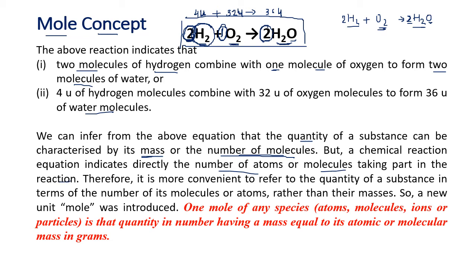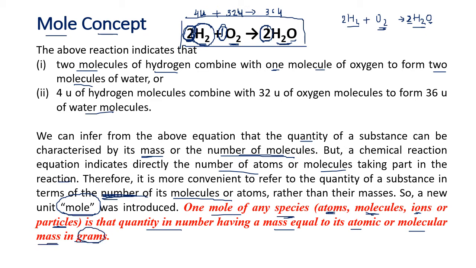Okay? So, it will be convenient to refer to the quantity of the substance by the number of its molecules or atoms. We are now going to go by the number instead of the mass. So, for the number, the unit of mole was introduced. Now, what is 1 mole? 1 mole of any species. It can be atoms, molecules, ions or particles, whatever. 1 mole is the quantity having mass equal to its atomic or molecular mass in grams.